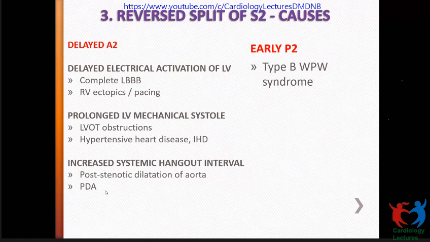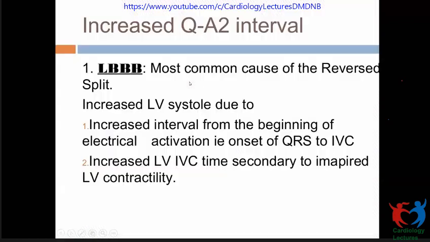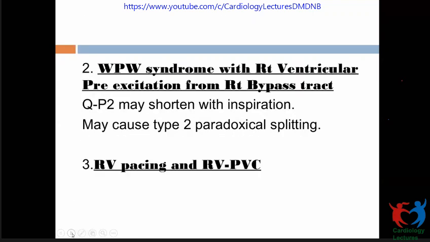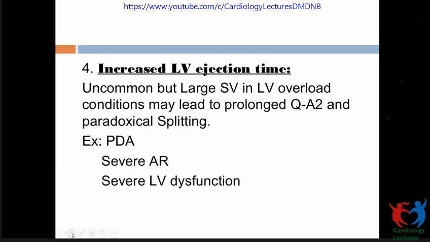PDA is because of the hangout interval being shifted to the left side. Increased QA2 is simple to understand. Anything with LBBB or a mechanical problem will delay. It's basically telling that LV ejection is delayed, but any electrical intensity doesn't change. Any mechanical one, invariably the intensity will be changed.